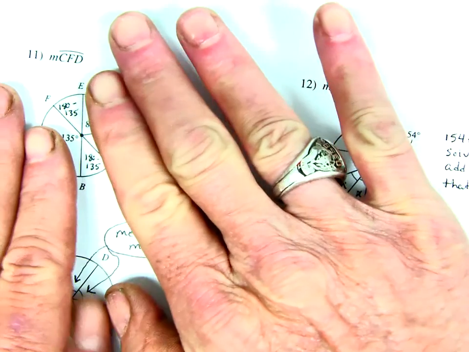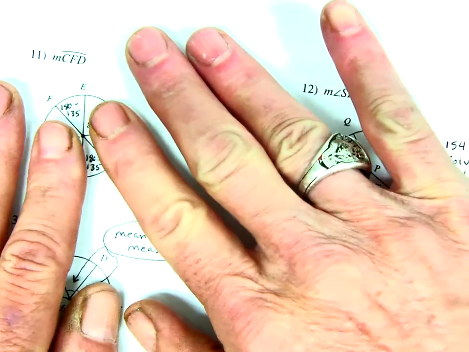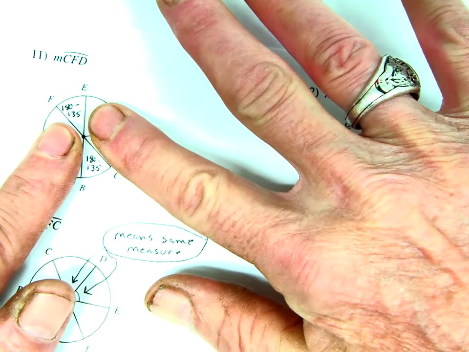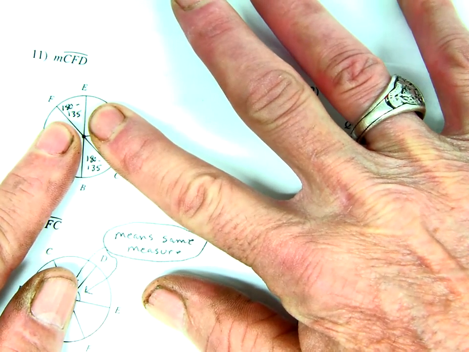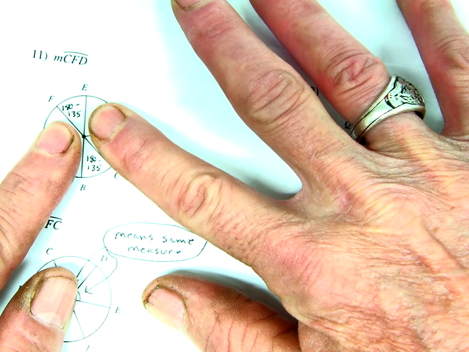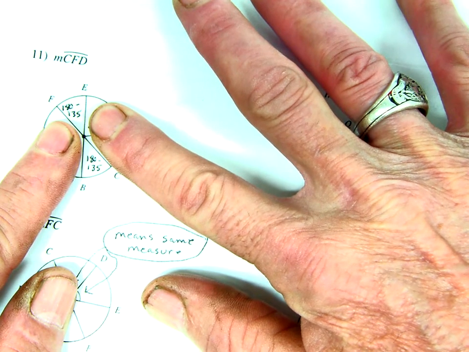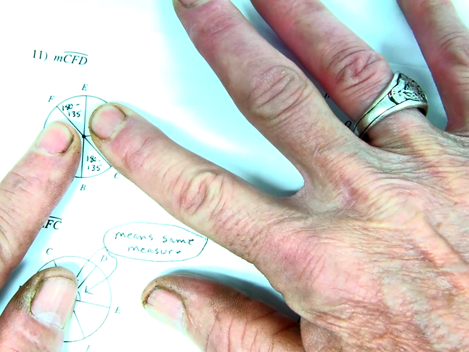In this picture as well, you have these two vertical angles. Vertical angles are congruent. That's why I have 180 minus 35 written in both of them. They both have the same measure.